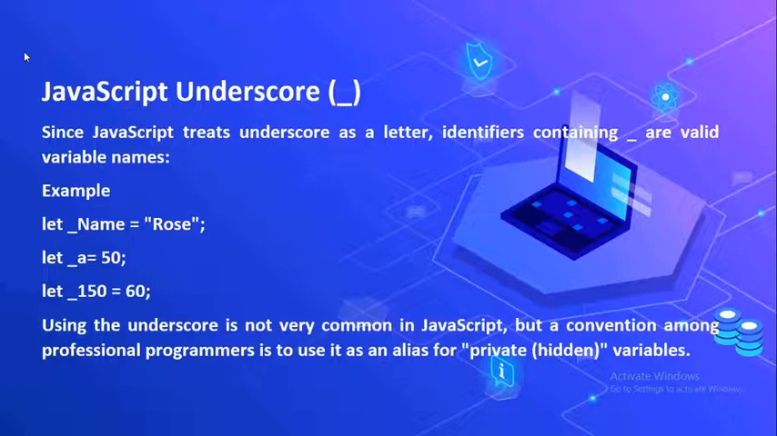JavaScript underscore. Since JavaScript treats underscore as a letter, identifiers containing underscore are valid variable names. Example: let _name = "Rose"; let _a = 50; let _150 = 60; Using the underscore is not very common in JavaScript, but a convention among professional programmers is to use it as an alias for private or hidden variables.